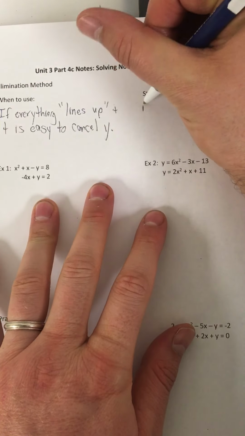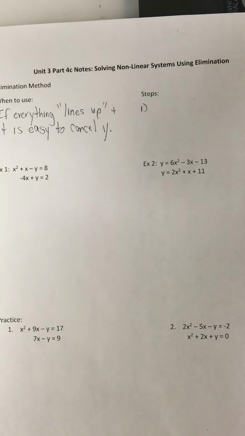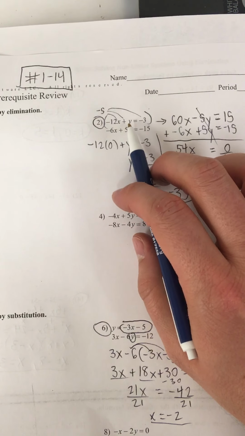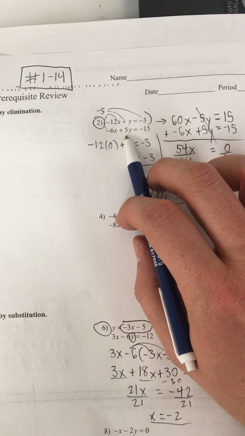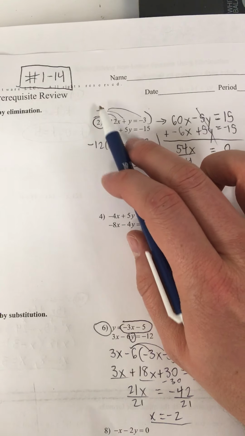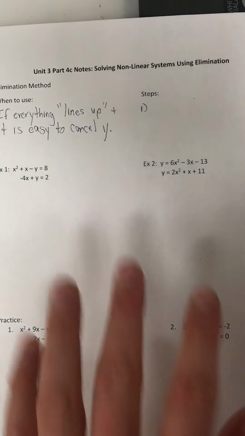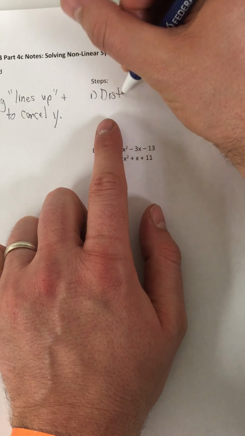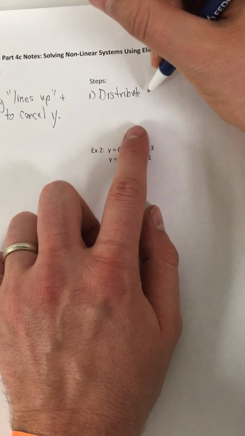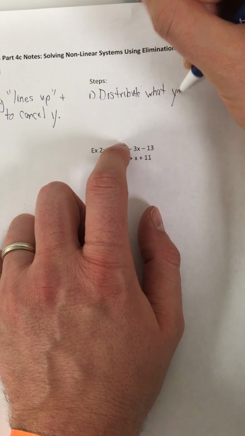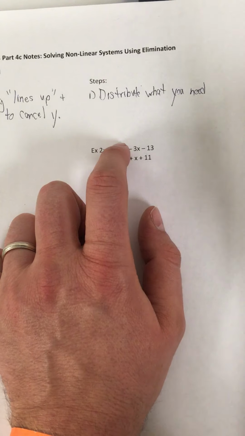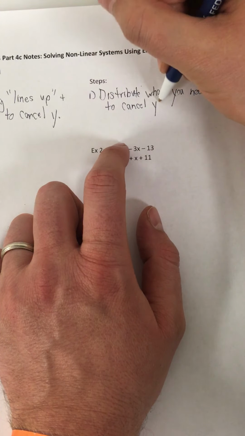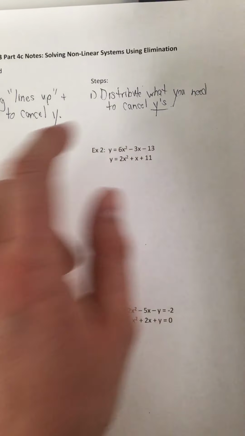So all these problems, just like regular elimination, first thing we did, and this didn't always have to be done, but in this case, what did we have to do in this problem to make the y cancel out with 5y? We had to distribute a negative 5. So your first step when you're using elimination, if it's not already done for you, you need to distribute whatever you need to cancel y's. Again, you want to make sure you're canceling the y's, not the x's.